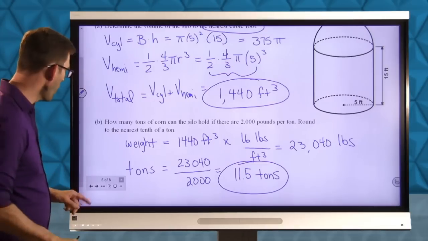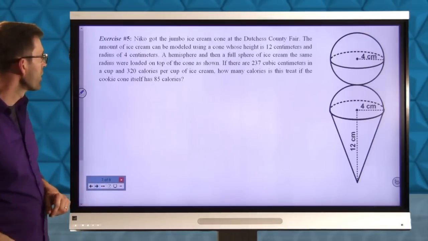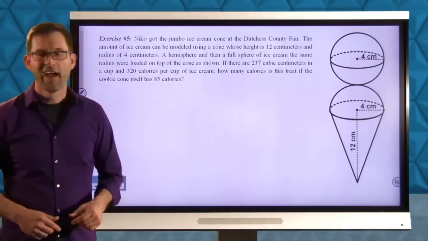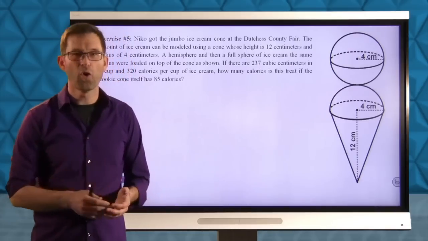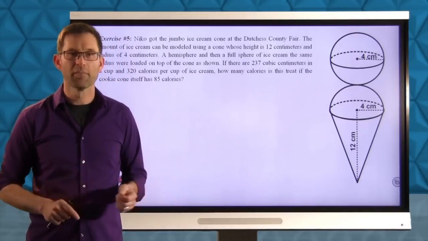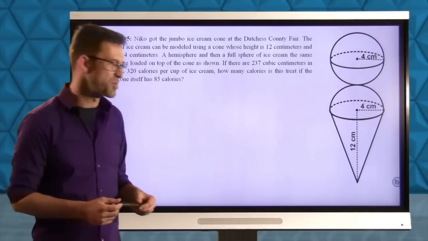All right, one more problem. Here we go. How could we possibly talk about cones and spheres without talking about an ice cream cone? Let's take a look at what this problem asks us to do.